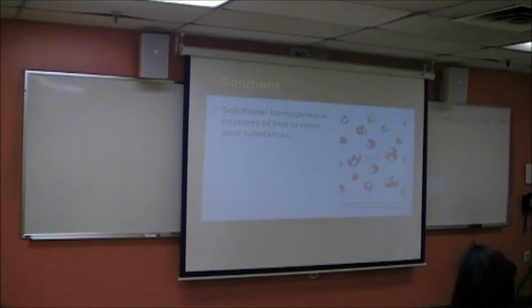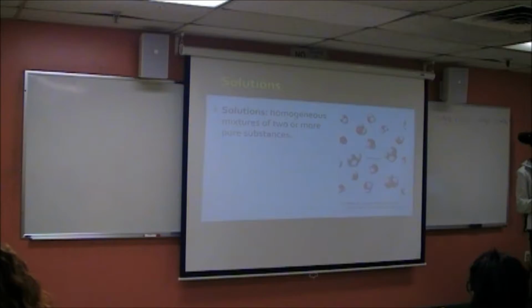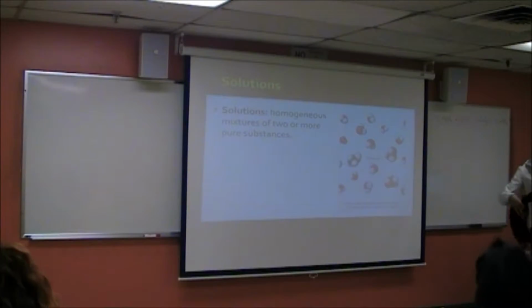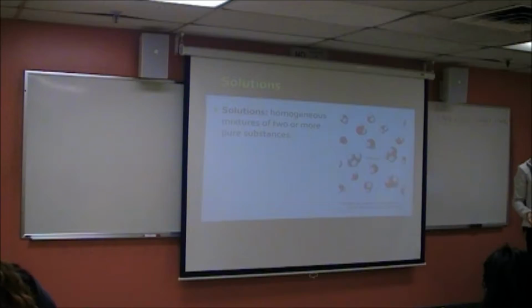What does homogeneous mixture mean? Uniform composition throughout. What's a pure substance? Is that an element? That's an example of it. An elemental molecule? That's an example of it. But what is it? It's made up of the same compound throughout. You have the same thing throughout. That's a pure substance.